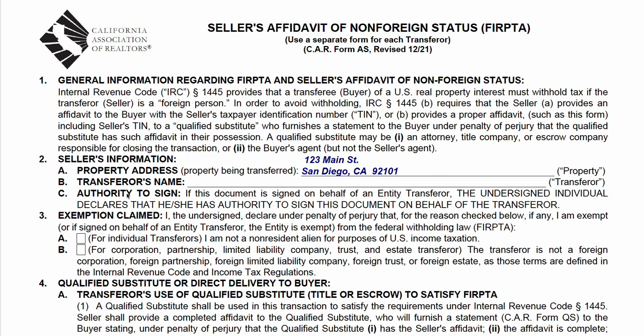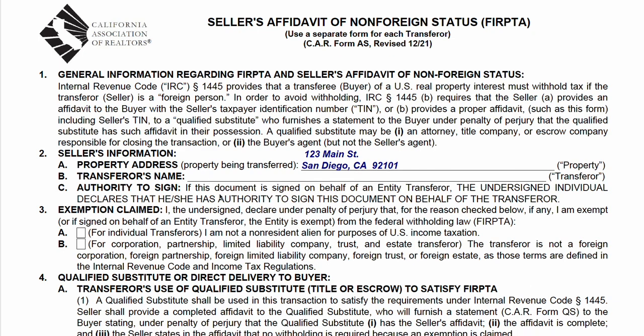Then the transferor's name, transferor being another word for seller. Now, if there's more than one seller, you'll do more than one FIRPTA form. Each seller gets their own FIRPTA form. 3 sellers, 3 forms. That's how it works.